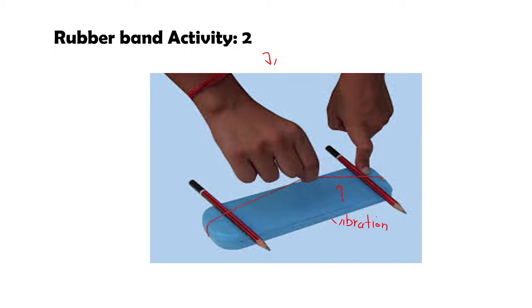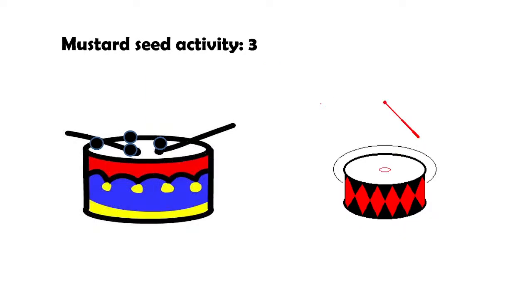You will notice that the rubber band starts moving from left side to the right side, and as it is moving, it is producing sound. So sound is generated or produced due to vibration.